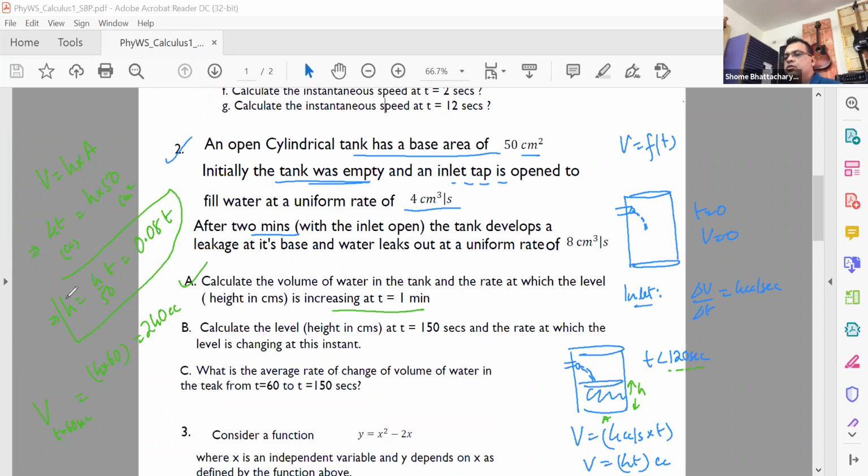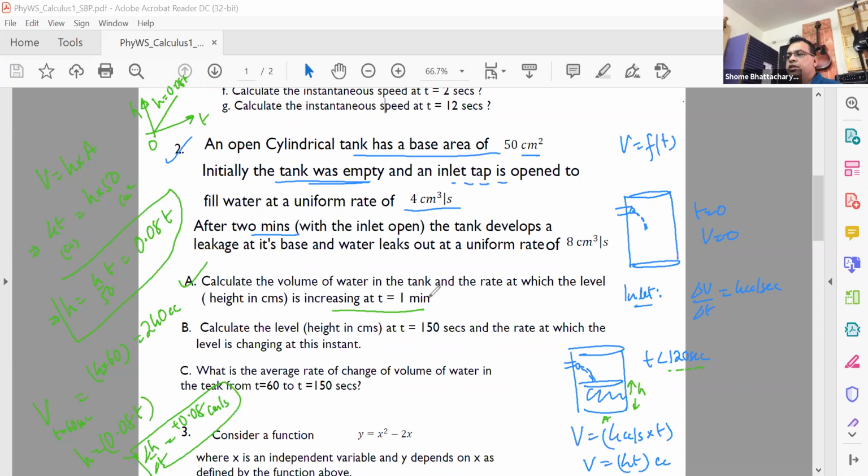And now from this we will see that height is 0.08 t. So what about the rate of change of height? Delta h by delta t is equal to what? It is plus 0.08 centimeters per second. Because if you visualize the graph of height versus time, you can see the graph of height versus time is a straight line graph. So this straight line graph, h is equal to 0.08 t. It has a slope of 0.08. So that is the rate of change of height.